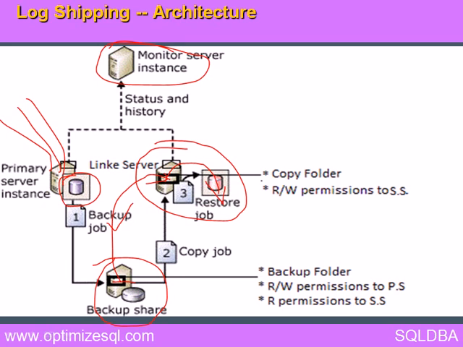To configure log shipping we basically need 2 folders. One is for backups, one is for copy. The backup folder is in the backup server, or in the primary server itself if you are not using a backup server. The copy folder is in the secondary server.